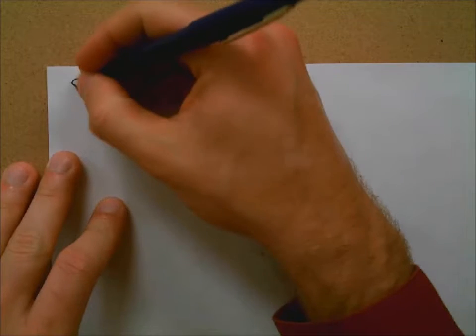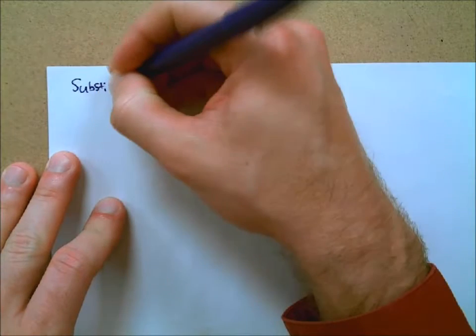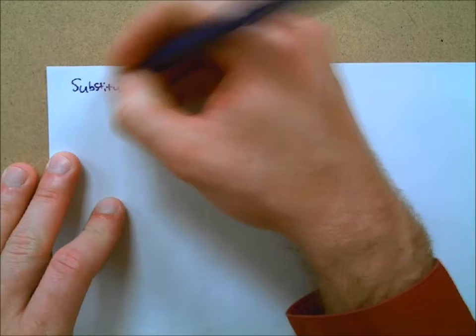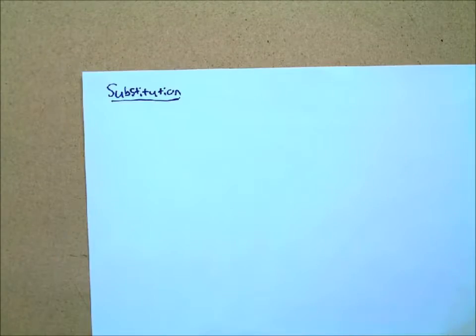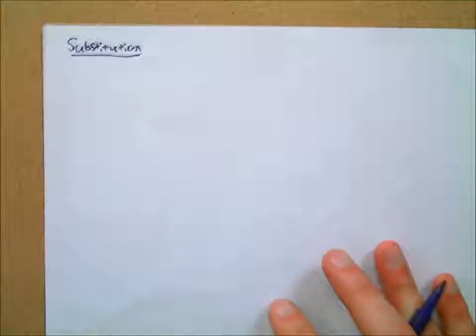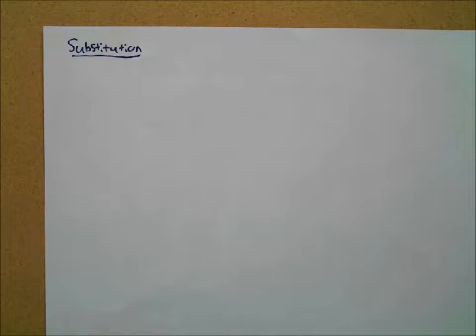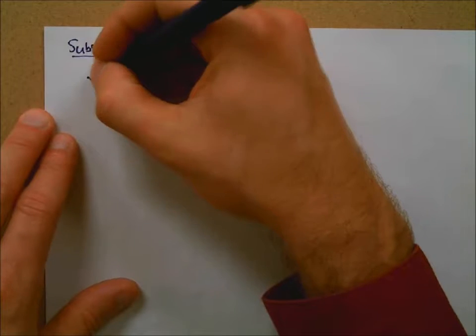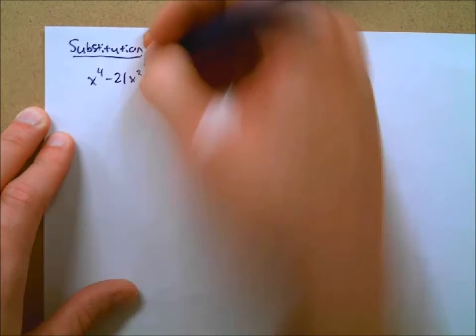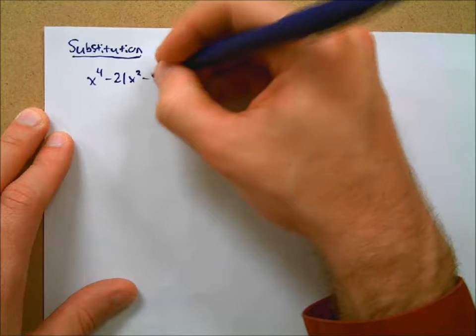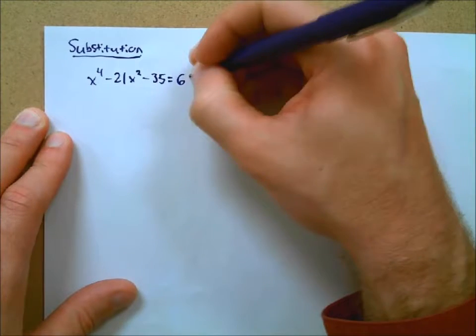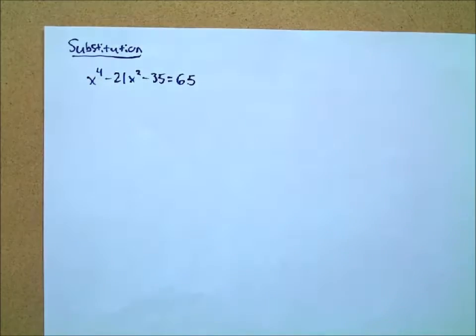All right, so let's go on to another tool we have in our arsenal here, which is substitution. I was mixing metaphors, I guess, there. Okay, substitution. So something like this: x to the fourth minus 21x squared minus 35 equals 65.